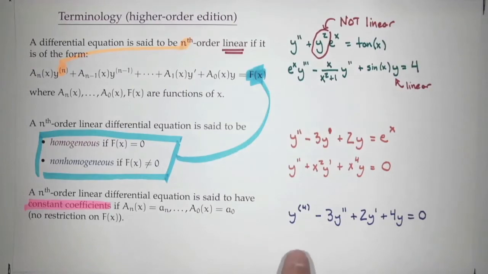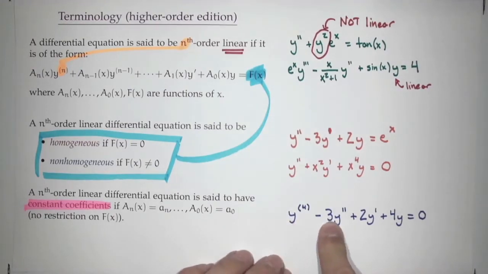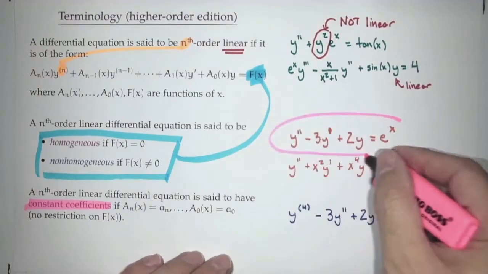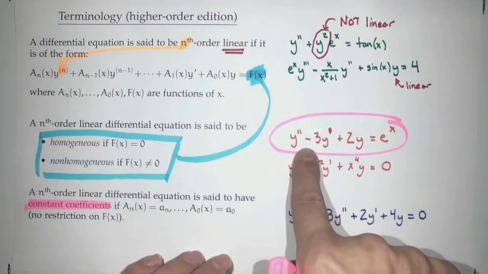So, for instance, here is something. Fourth derivative of y minus 3y double prime plus 2y prime plus 4y equals 0. All of these coefficients are constants. So this is a constant coefficient differential equation. Are there any others? That's also a constant coefficient.